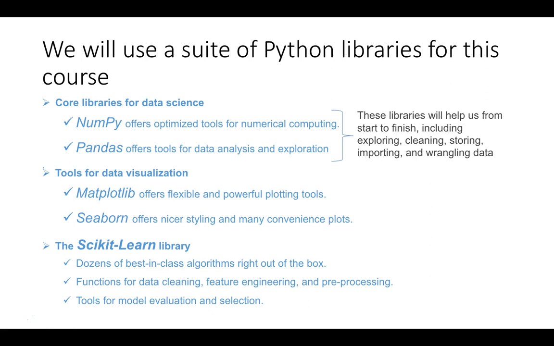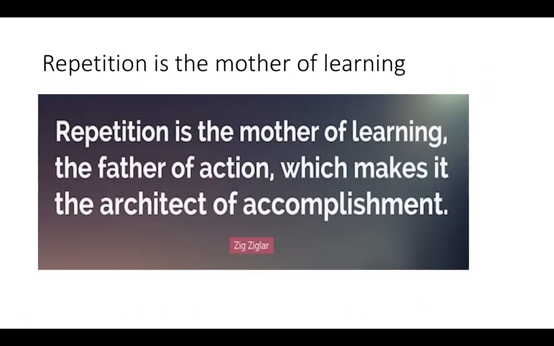Then the third one is scikit-learn. As I told you, it contains dozens of best-in-class algorithms right out of the box. So you don't need to reinvent anything. You don't need to develop anything from scratch. Then also it has very good functions for data cleaning, feature engineering, and data pre-processing. These are all very important tasks you perform as you develop your ML projects. And also it has very good tools for model evaluation and selection of the right algorithms and models.